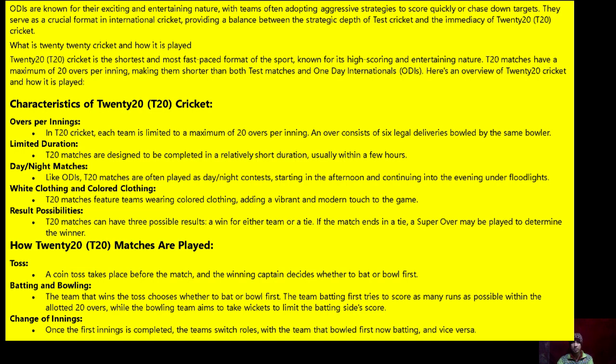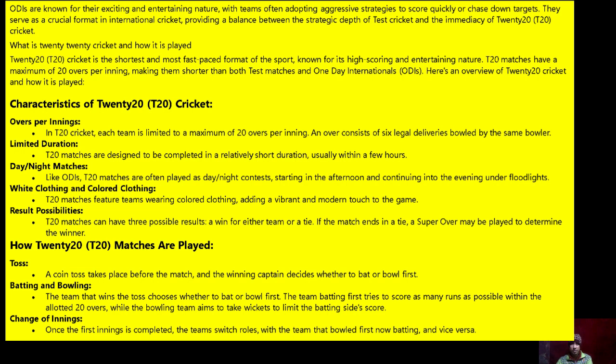So next question is, what is the ICC World Cup cricket? So the answer is simple. The ICC Cricket World Cup is the premier international championship in men's one day international (ODI) cricket. It is organized by the International Cricket Council, the global governing body for cricket. The tournament has a long and prestigious history and serves as the pinnacle of limited overs cricket. Here are the key features and details about the ICC Cricket World Cup.